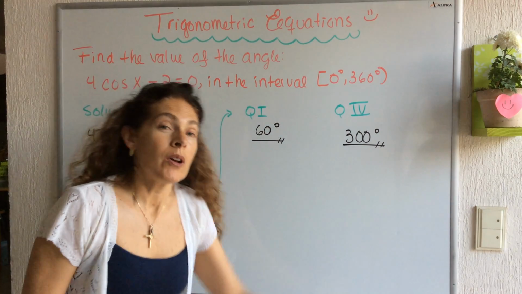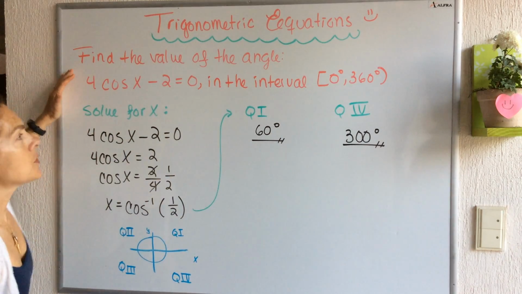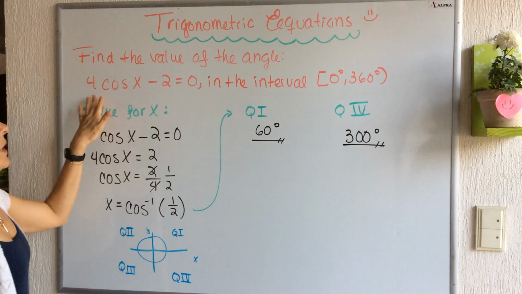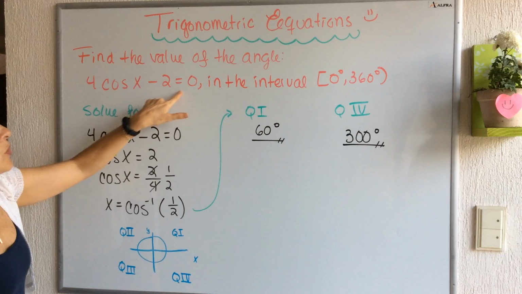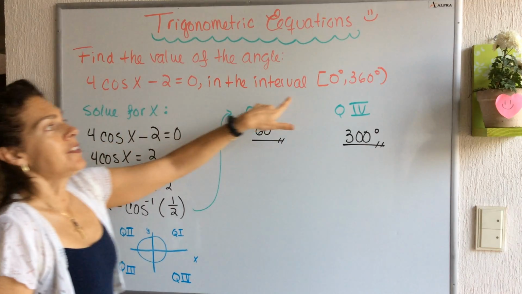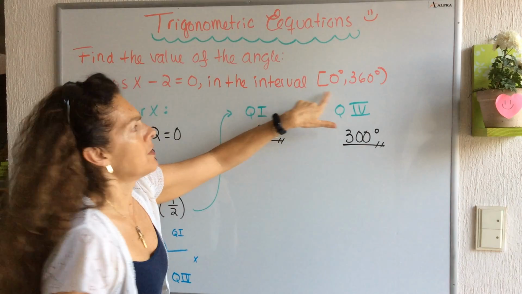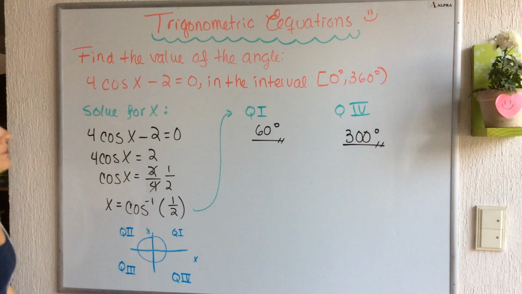Right, dear students. Now, we are going to start studying trigonometric equations. Good. So, look, in this case, we have to find the value of the angle. And we have here the trigonometric equation, which is 4 cosine of x minus 2 equals 0, in the interval 0 degrees included to 360 degrees not included.